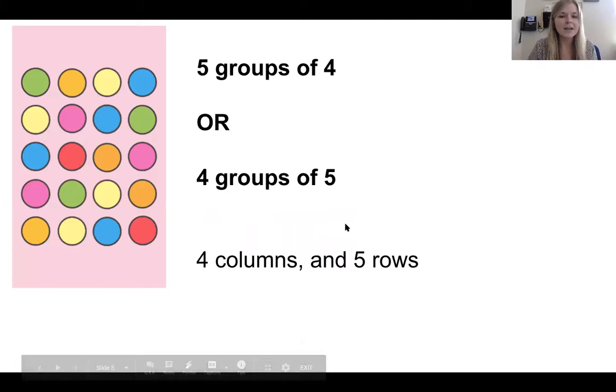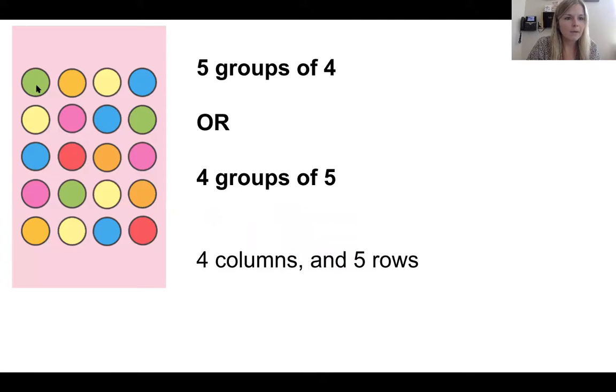Here I have 5 groups of 4. My first group of 4, when I look at the first row, my second group of 4, my third group of 4, my fourth group of 4, and my fifth group of 4. There are 5 rows, each with 4 circles in it, 5 groups of 4. Or I can look at it the other way by looking at my columns. Here's my first group of 5, my second group of 5, my third group of 5, and finally my fourth group of 5. There are 4 columns, each with 5 circles in it, 4 columns and 5 rows.